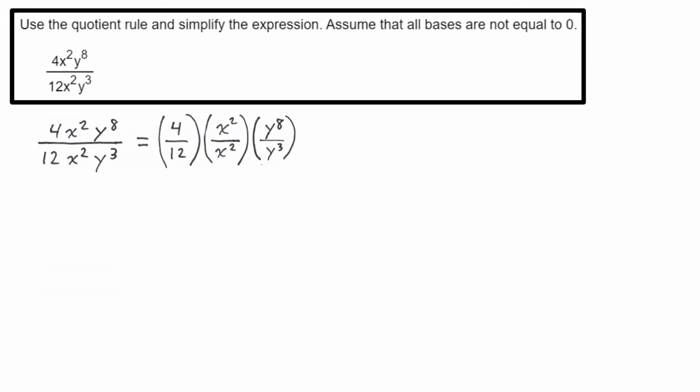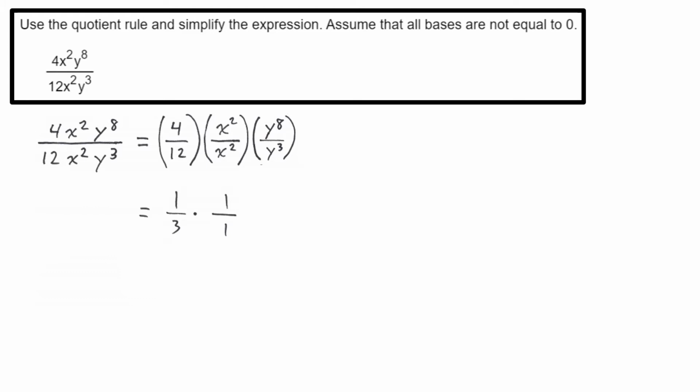And finally, we have the y to the 8th over y to the 3rd. To simplify, you can use a calculator on 4/12, or you can recognize that 4 divides into 4 once, and into 12 3 times. X squared over x squared can reduce to 1, but to keep it consistent with the other fractions, I'll write it as 1 over 1.